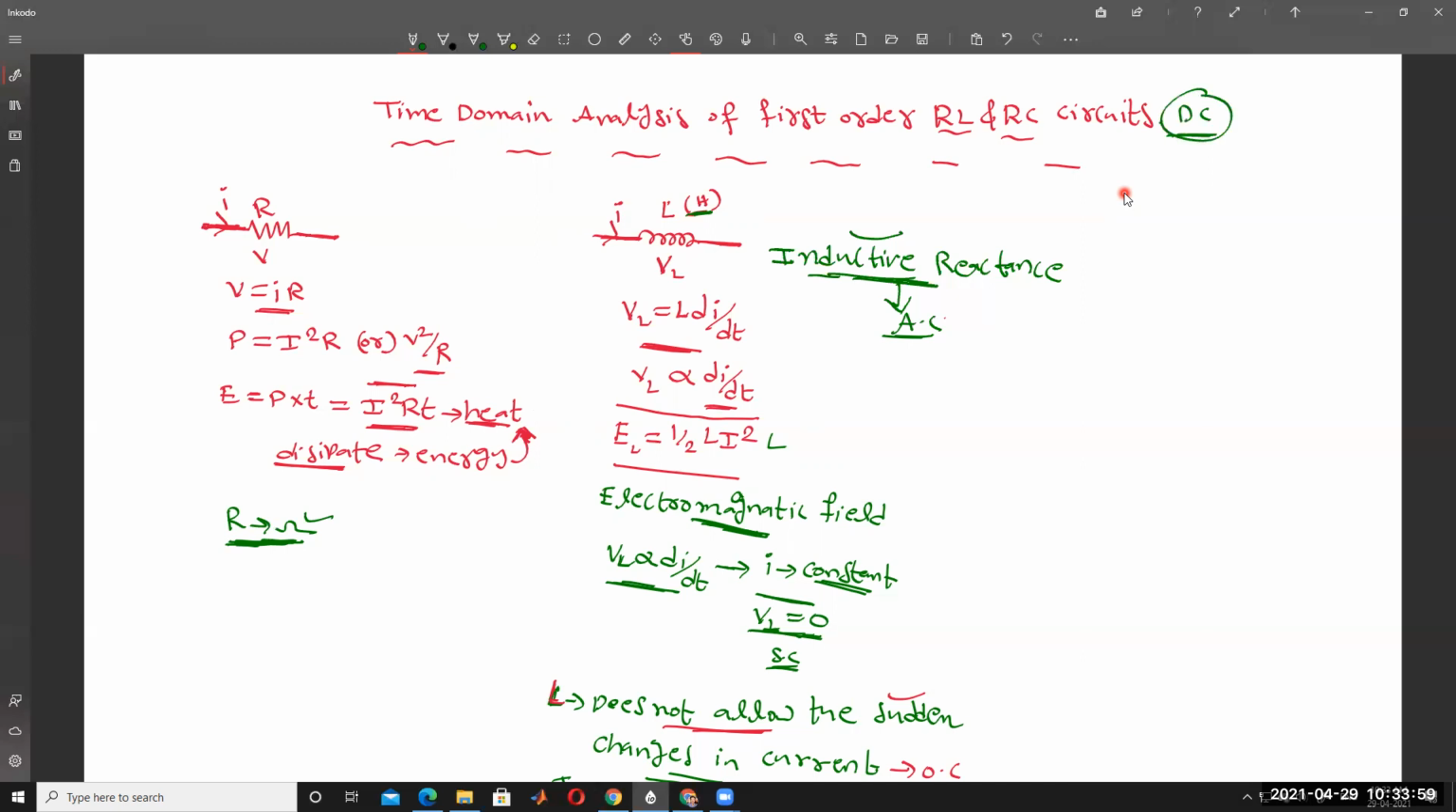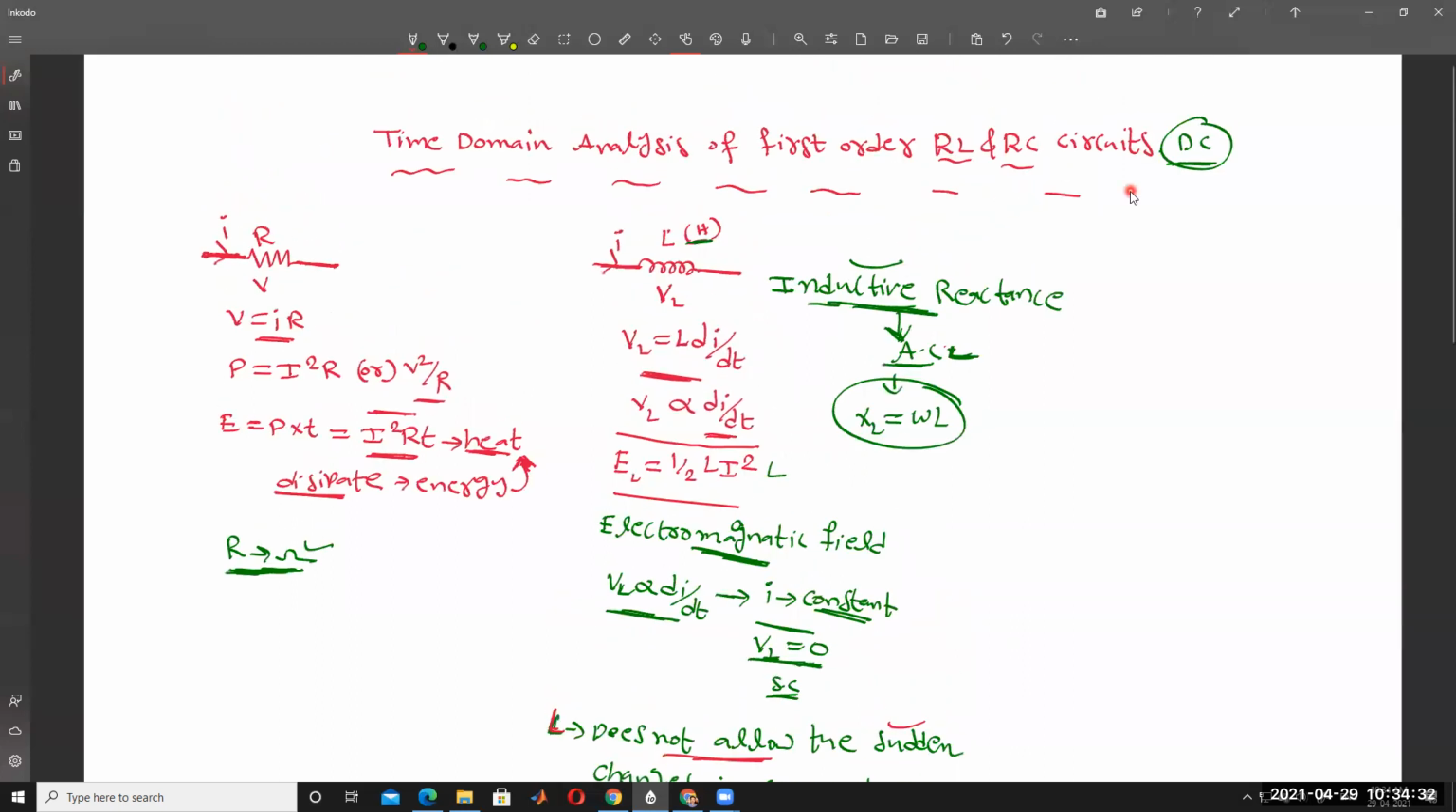So only this concept with resistor you have to take. If the inductor is subjected to AC, the reactance concept comes into the picture, where reactance XL is equal to omega L. This concept comes in when the inductor is subjected to AC. We will discuss it in the second unit. So this is about the inductor.